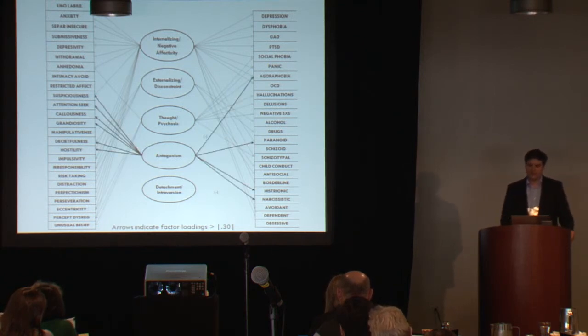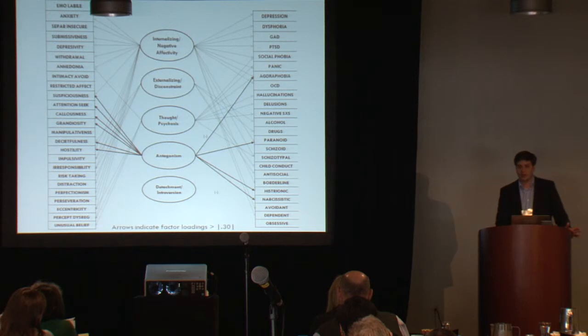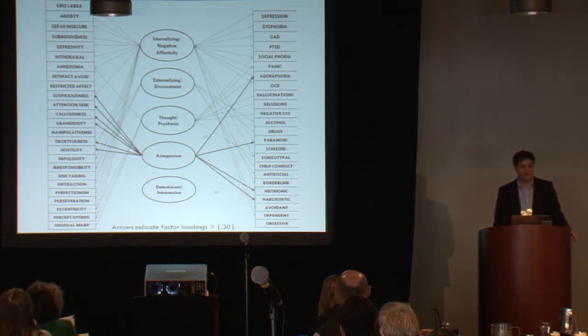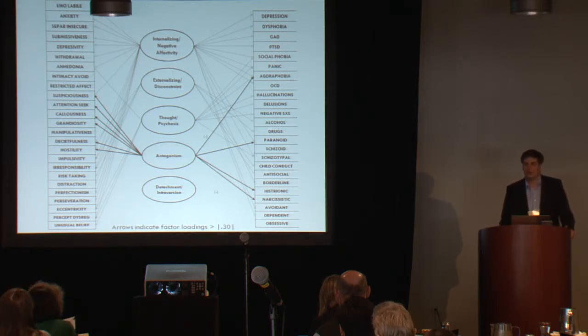Here we see antagonism, relating negatively to agoraphobia, but paranoid, histrionic, and narcissistic are the strongest loadings on that side. And then on the PID-5, we see suspiciousness, attention-seeking, callousness, grandiosity, deceitfulness, and hostility. So scales related to antagonism.